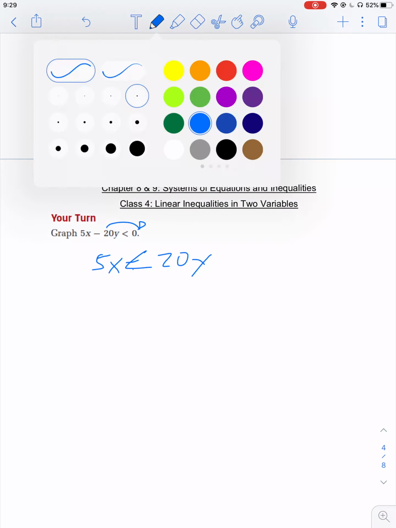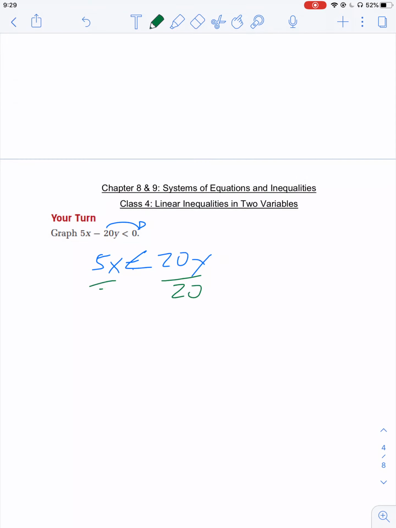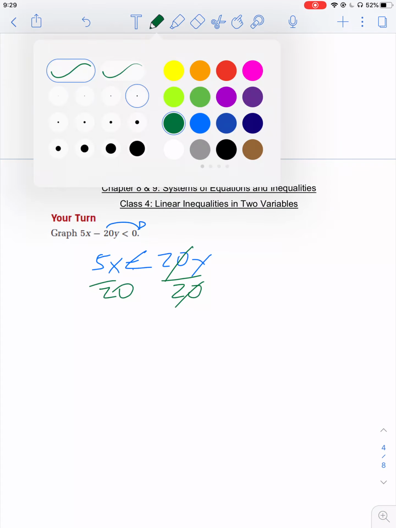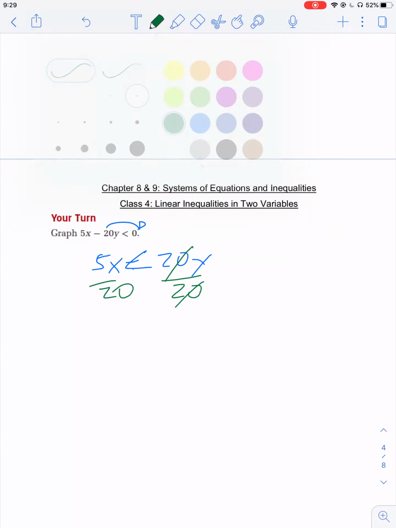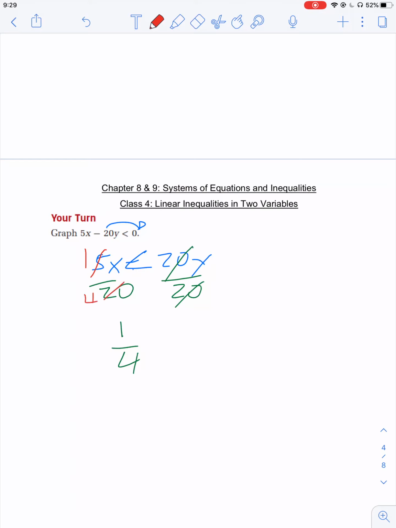And then what you have to do is just divide by 20 to solve for y, right? So when you divide this out, 5 divided by 20 is just 1 over 4, right? Because again, you can simplify this fraction, right? 5 divides 5, and then you get 1. 5 divides 20, so you get 4, right? So this works out to be 1 over 4 x, and y has to be greater than that.